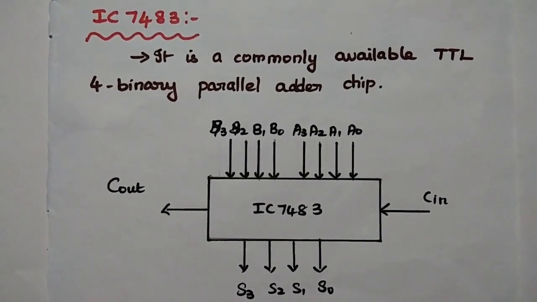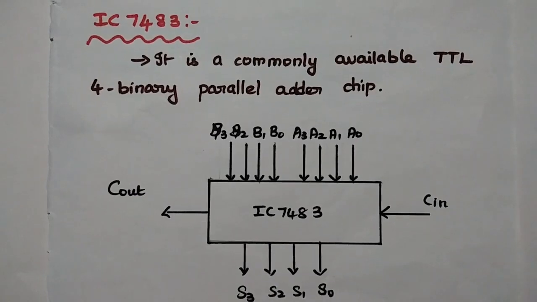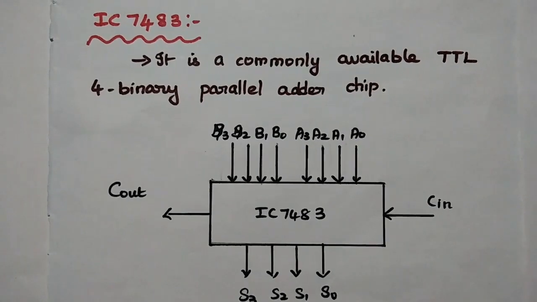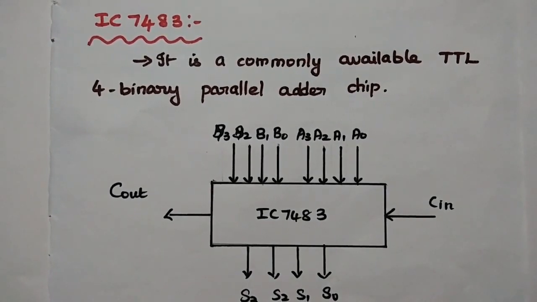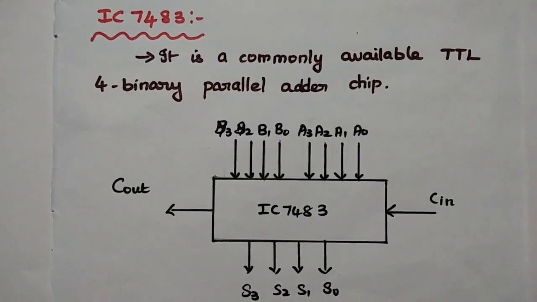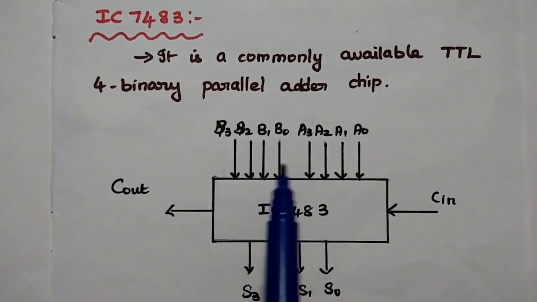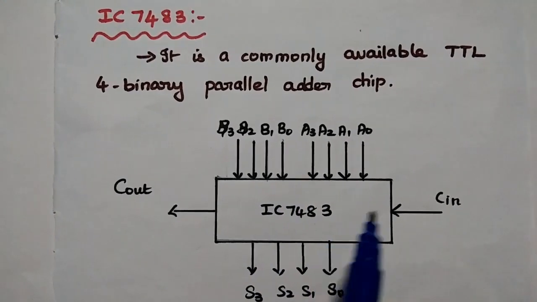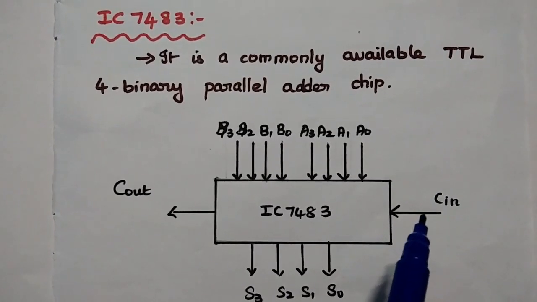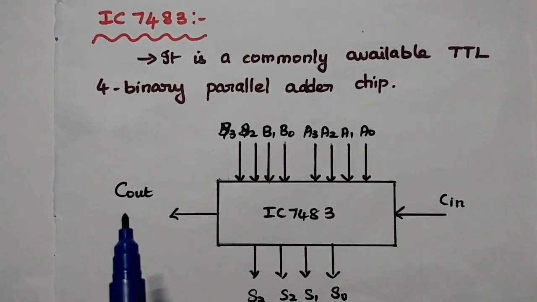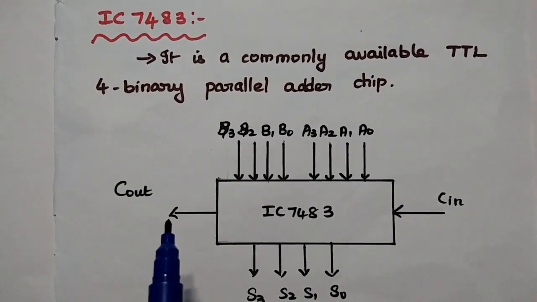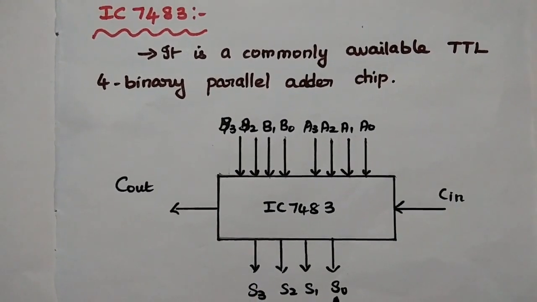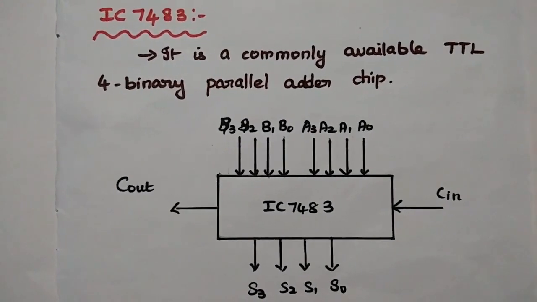Nowadays, the logic circuits are available as integrated circuits. Here IC 7483 represents the 4-bit binary parallel adder. We have two 4-bit binary numbers, A and B. Both are given as input to this IC 7483. C in, that is the input carry, initially has the value 0. C out represents the final carry output of this 4-bit adder. S3, S2, S1, S0 are the 4-bit sum value.